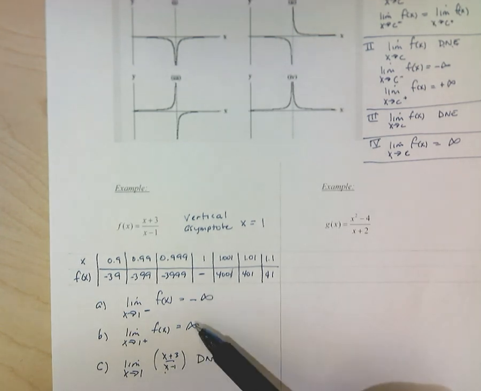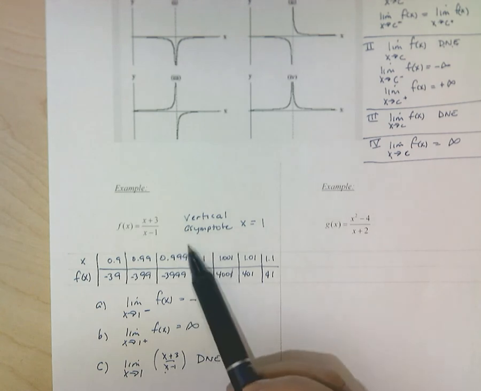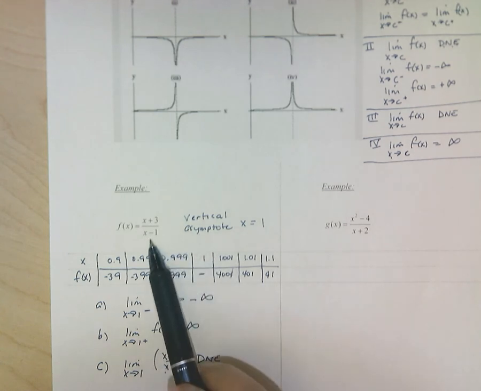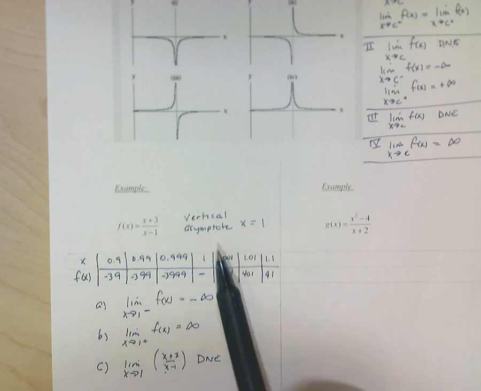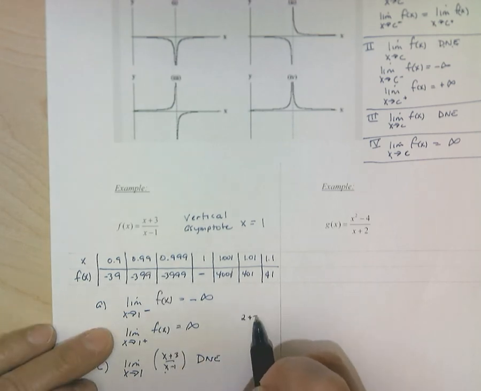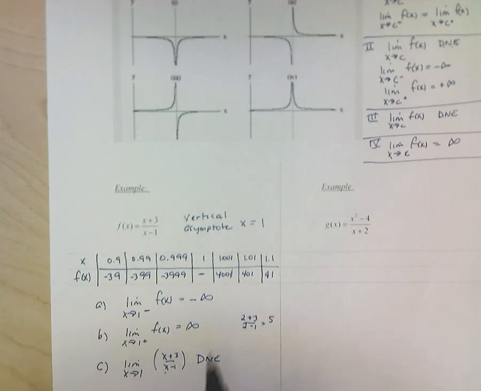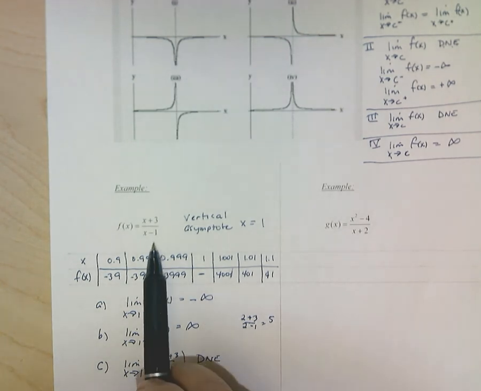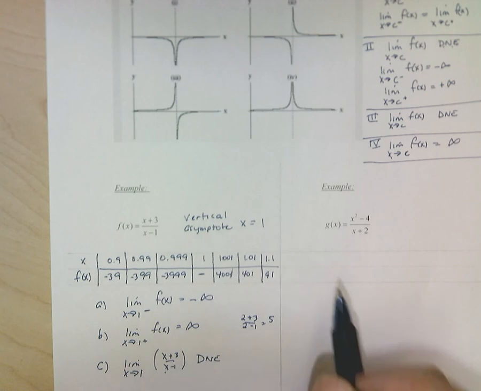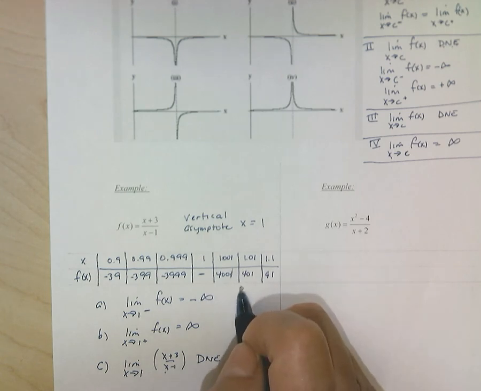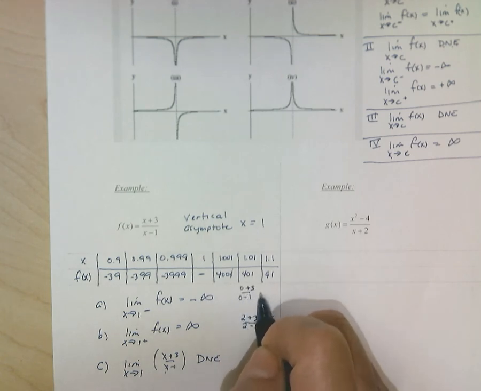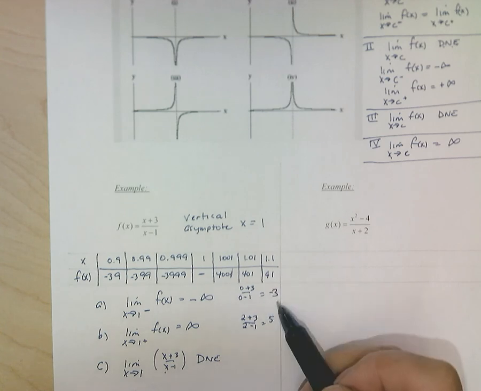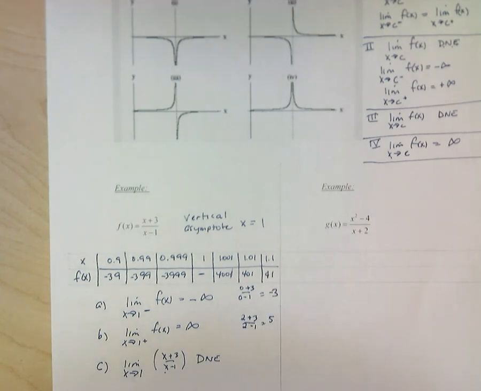And if you just want to do it numerically without a calculator, you can look at this and say, okay, if I pick a number that's greater than 1, that'd be to the right of 1. So if I pick a 2, I'd have 2 plus 3 over 2 minus 1, which is 5. That's a positive number. I know I'm going towards positive infinity. If I pick a number left of 1, say I pick 0, 0 plus 3 over 0 minus 1 gives me negative 3. That's a negative number. I'm going towards negative infinity.